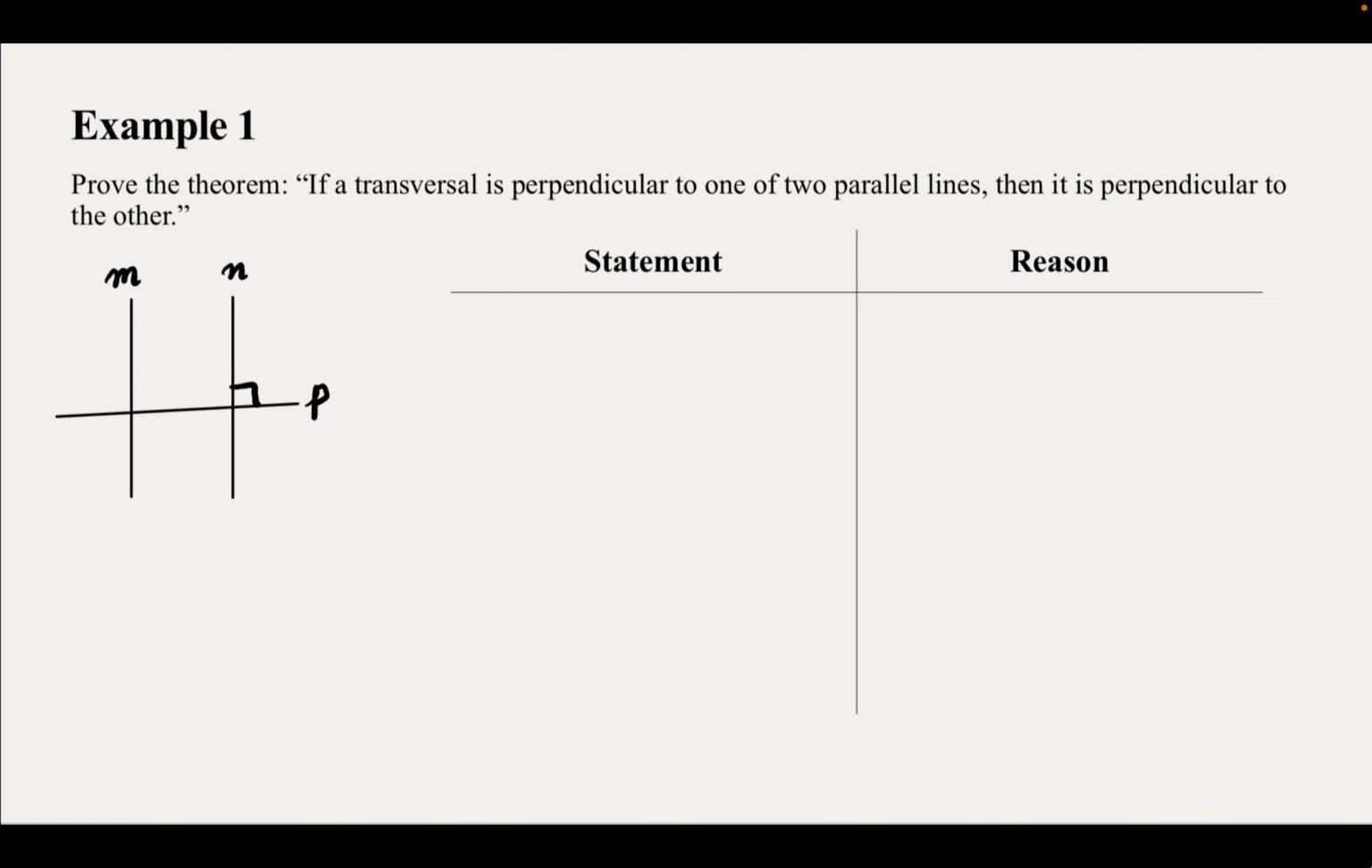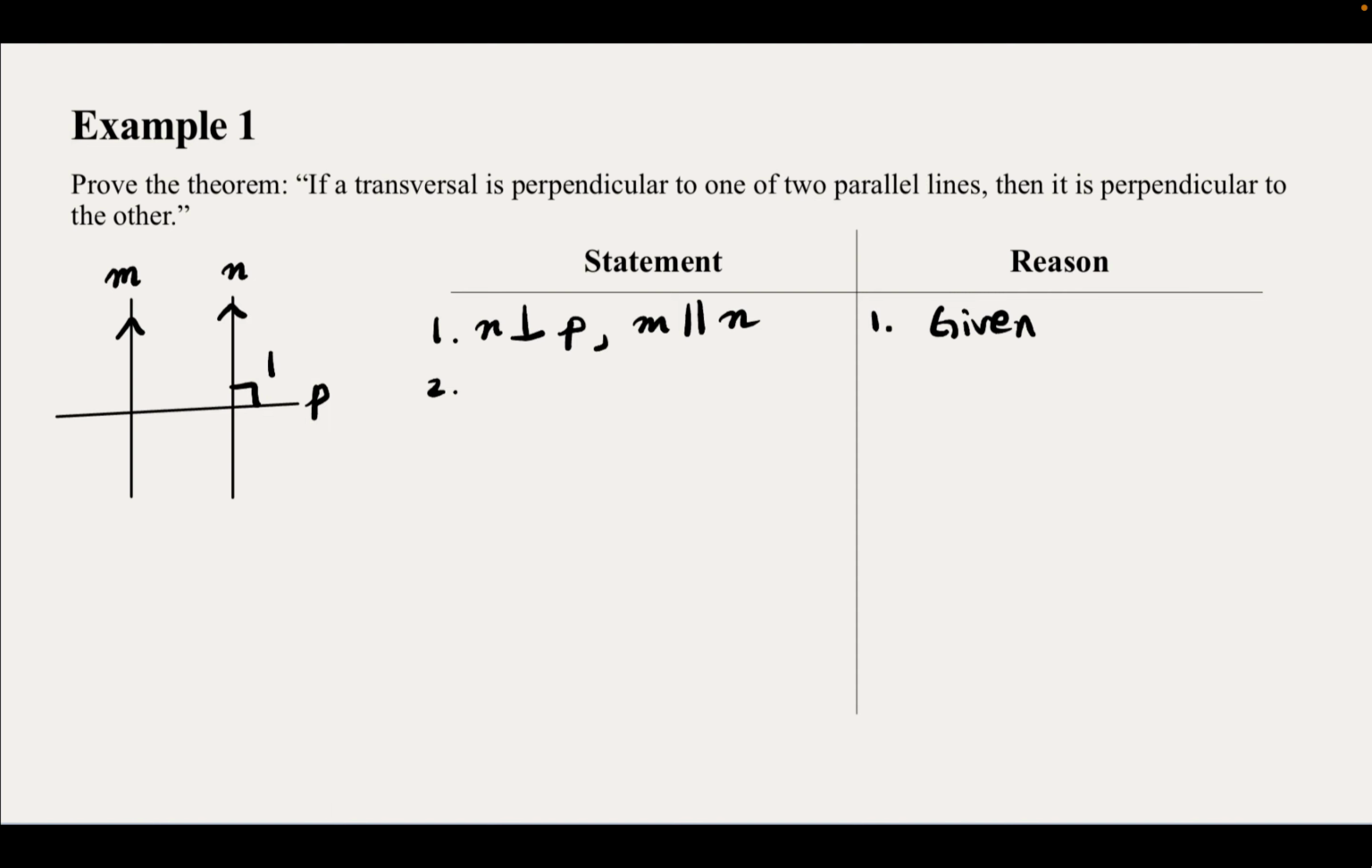These have to be perpendicular because it says perpendicular to one of 2 parallel lines, and I'm going to call this angle 1. As I work through the proof, I can put in more angles and name them how I want. Start off by our givens. What do we know? A transversal is perpendicular to one of 2 parallel lines. So N is perpendicular to P, and these lines are parallel. M is parallel to N. That's my given. So the given is the if portion of your theorem.